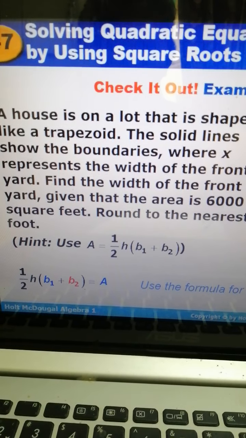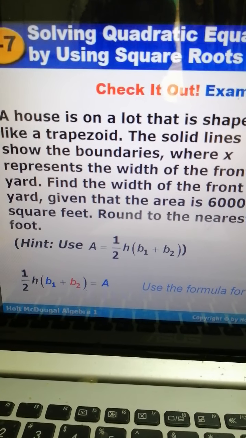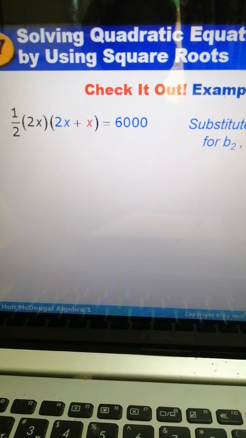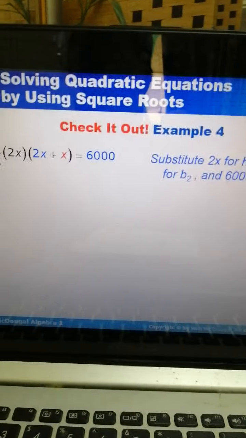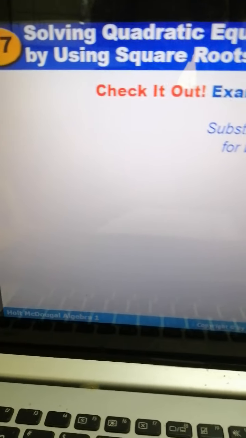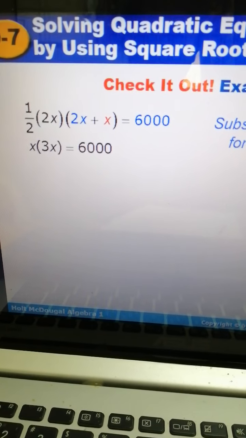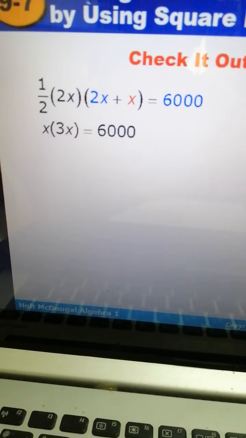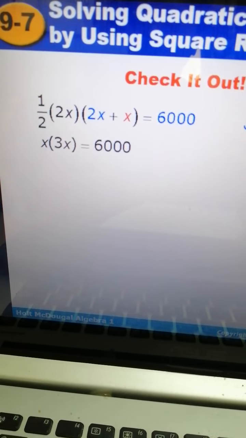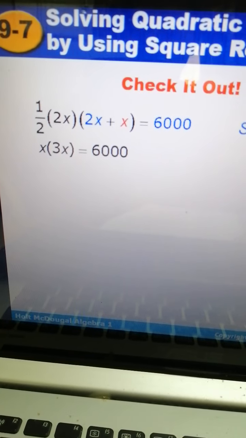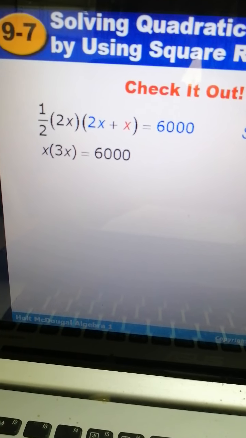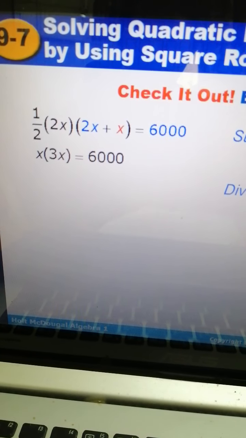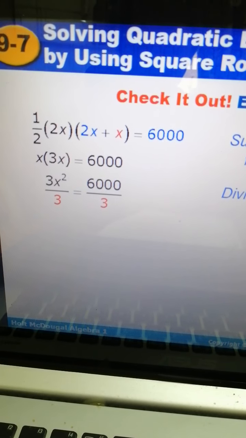Using the formula, half h times b sub 1 plus b sub 2 is equal to the area. Substituting the area, that is 6,000. Substituting base 1 and base 2, that is x and 2x, going back to the figure, and then the height, that is 2x. So half times 2x is what? x, right? Or if you want, you add first. 2x plus x equals what? 3x. Then half times 2x is x. So x times 3x is 3x squared. Then you divide both sides by 3.